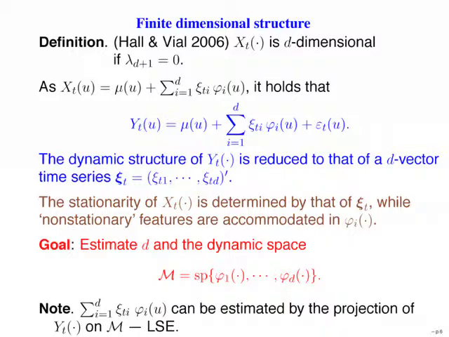Now, it turns out that to estimate, because in practice we only see one, we don't see anything on this part of the equation. To estimate each of those eigenfunctions is not trivial. Actually, it's not necessary. What we really need to do is to estimate the d-dimensional space spanned by those d eigenfunctions. This is achievable.